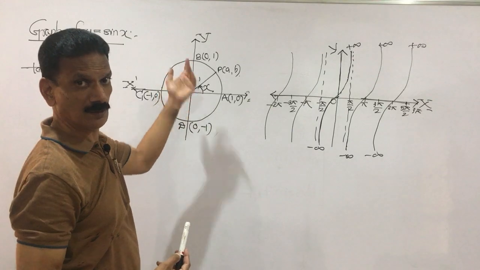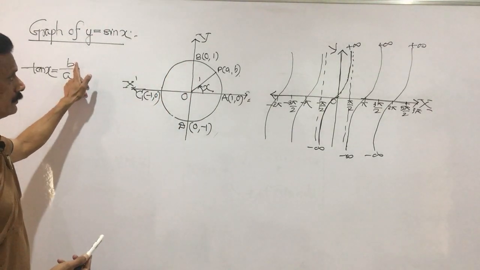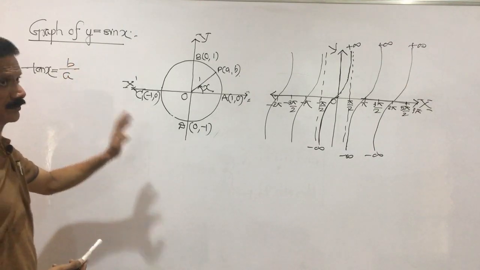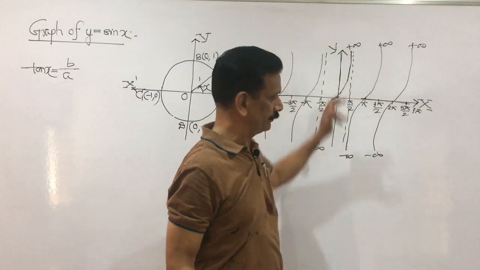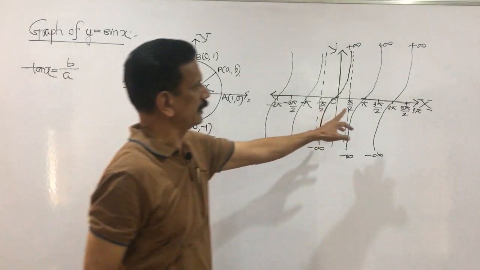Because in which quadrant? Second quadrant, tan is negative, because x is negative and y is positive, means b divided by negative, what are you getting? Negative means it comes down directly, jumping from plus infinity to minus infinity, and when it is 0, 0 by minus 1 means it becomes 0 here.